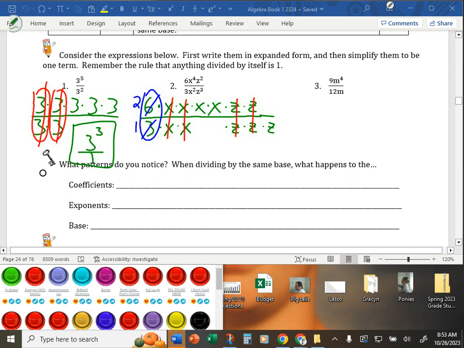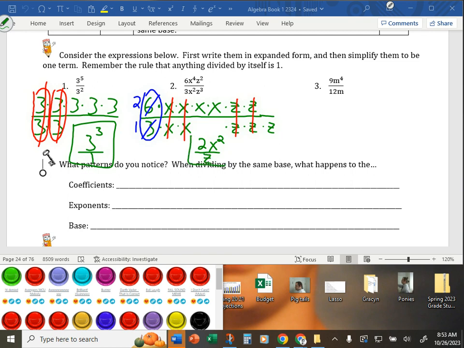So what are we left with? In our numerator, we have 2x squared, right? And what's left in our denominator? Just a z. Now, if you want to put the 1z, you can, but if 1's a coefficient, you don't have to write it. It's understood. So 2x squared over z is our final simplified expression.